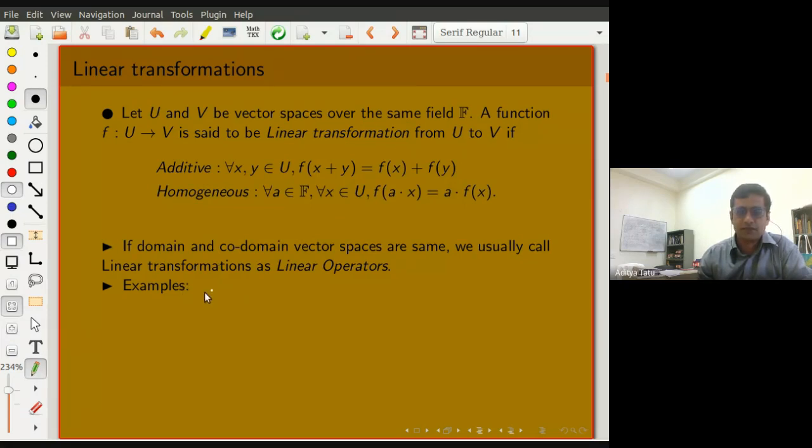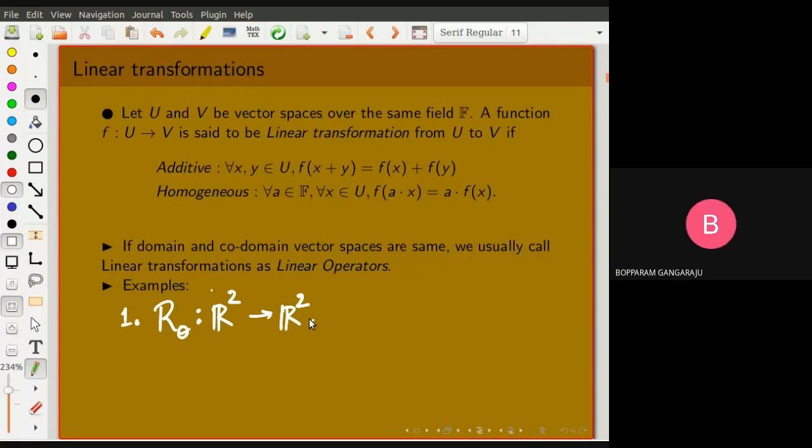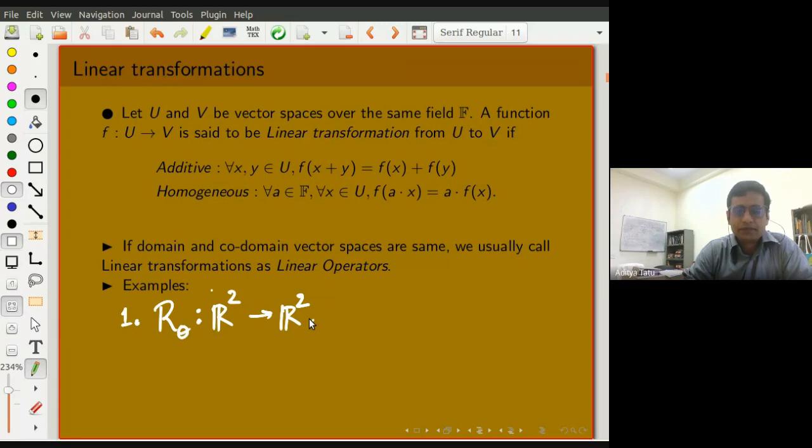Okay, let me think of a simple example. How about rotation by an angle theta in your xy plane? Is this going to be a linear transformation? Yes, sir. Why? Whenever you say this is a linear transformation, you will have to prove it.